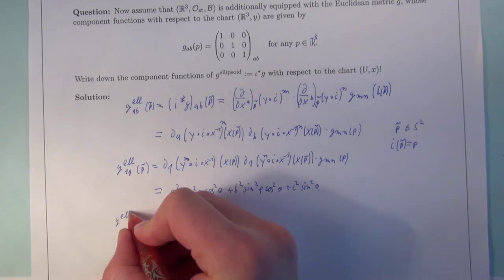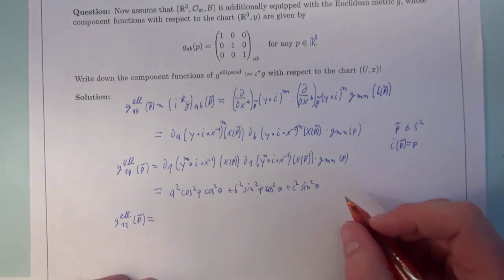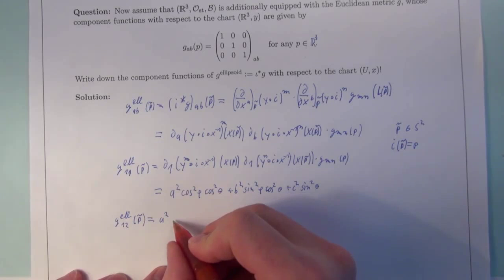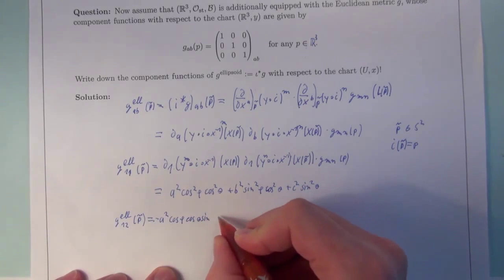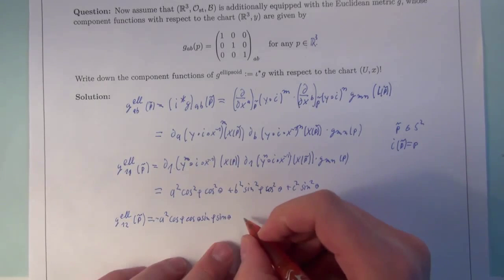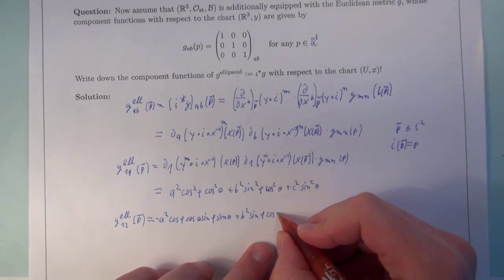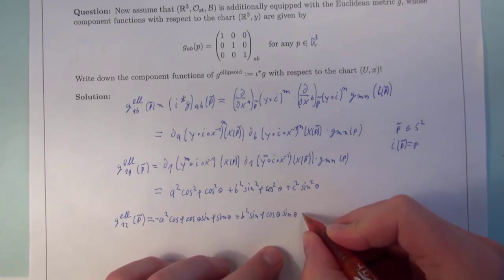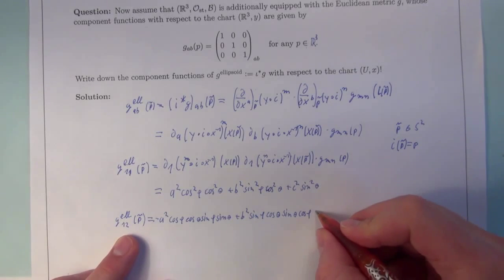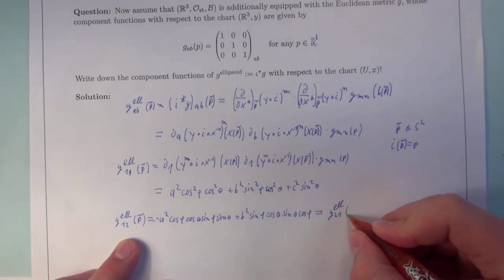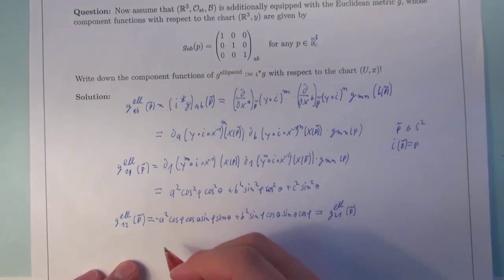The same calculation holds now for g ellipsoid 1, 2 of p tilde. And after a short calculation, you will find out that it's the same as a squared cosine phi cosine theta times minus sine phi sine theta plus b squared sine phi cosine theta times sine theta cosine phi. Since we know that a metric has to be symmetric, we also know that this is the same as g ellipsoid 2 1 of p tilde. If you don't believe me, calculate it again and you will see it will yield the same.